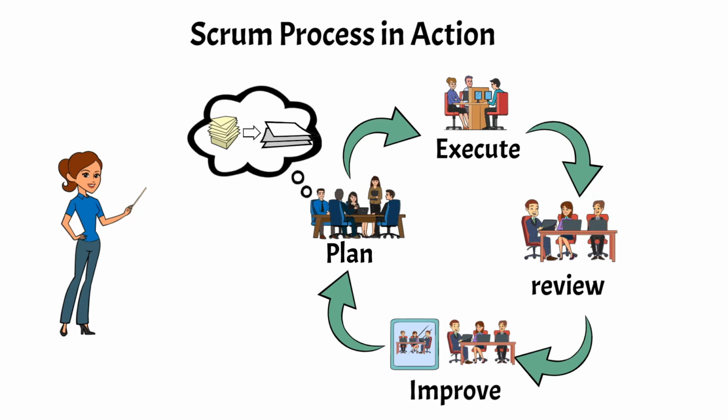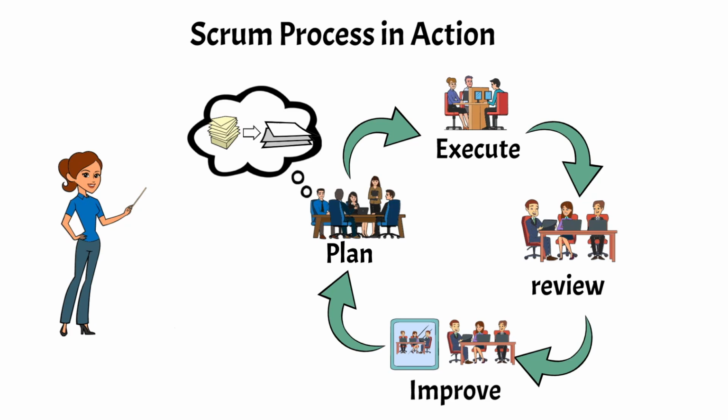Sprint review. At the end of the sprint, the team presents the completed increment to stakeholders for feedback. This helps ensure the product is evolving in the right direction. Sprint retrospective. The team reflects on the sprint, discussing what went well, what didn't, and how they can improve. They identify actionable changes to implement in the next sprint, fostering a culture of continuous improvement. This iterative cycle repeats with each sprint, allowing the team to adapt and evolve as the project progresses.